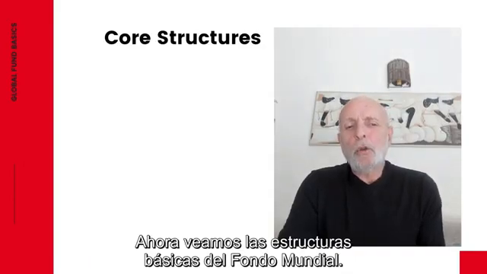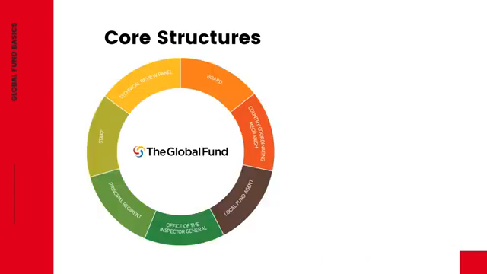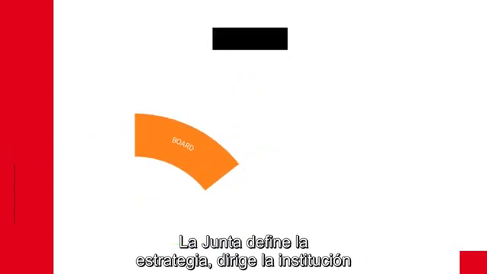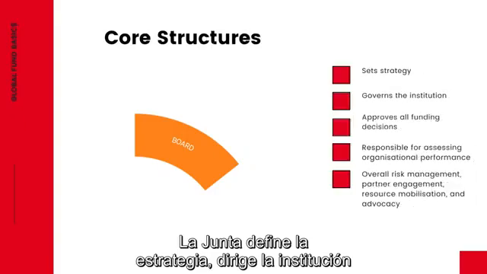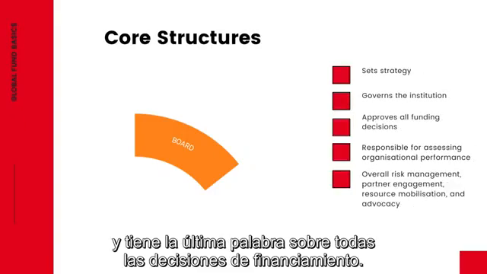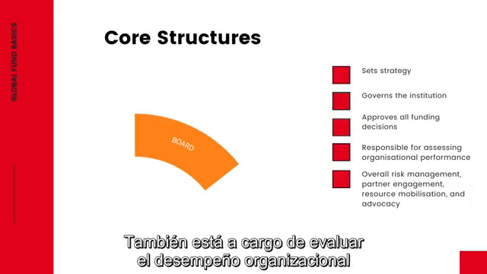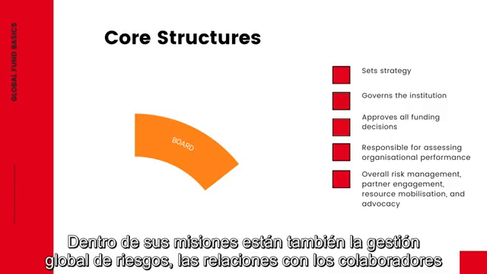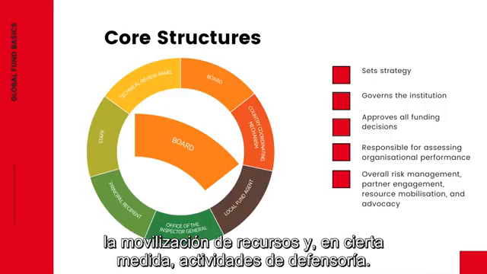So then there's the core structures of the Global Fund. First, there's the board. The board sets strategy, governs the institution, and it approves all funding decisions. It is also responsible for assessing organisational performance, including the performance of the executive director, and overall risk management, partner engagement, resource mobilisation, and to some degree advocacy.